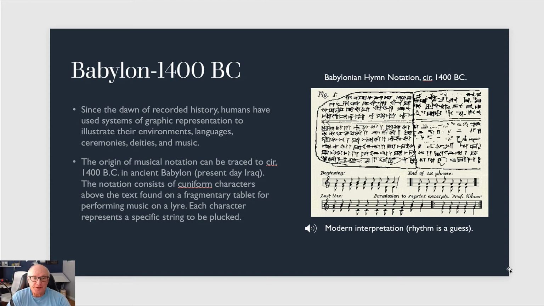Well, this happens to be traced to 1400 BC, and it's from ancient Babylon, like I said, which is present-day Iraq. It consists of cuneiform characters, characters that were drawn in on clay, and this happened to survive, and it was copied by a professor in the 20th century. And here is a modern interpretation of what this probably could have sounded like.